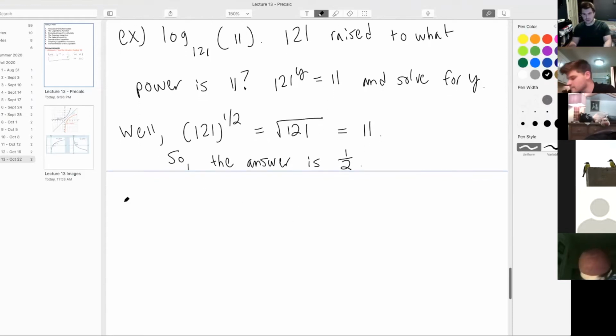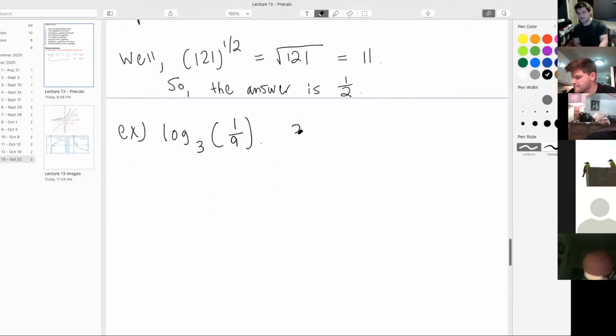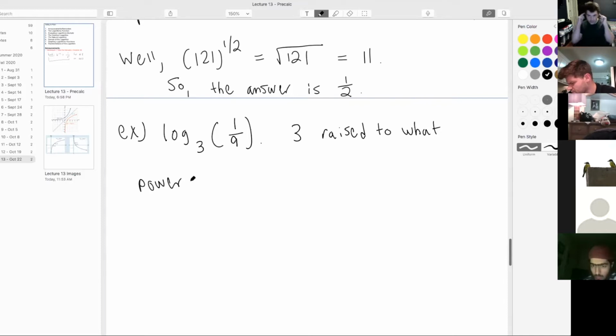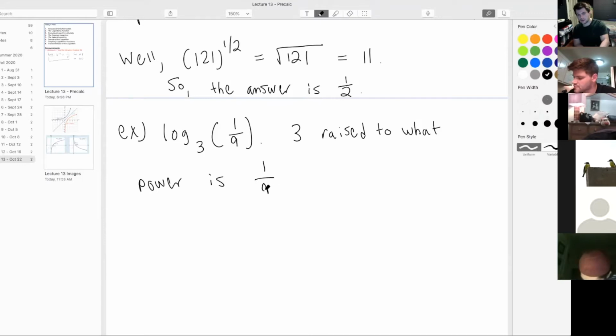Okay, so one more. This one's also slightly different. So log base 3 of 1/9. What's the question that we ask ourselves? 3 raised to what power? I want this to always be in your head when you're given a logarithm. 3 raised to what power is 1/9? Or equivalently, you can think of it as 3 to the y equals 1/9.